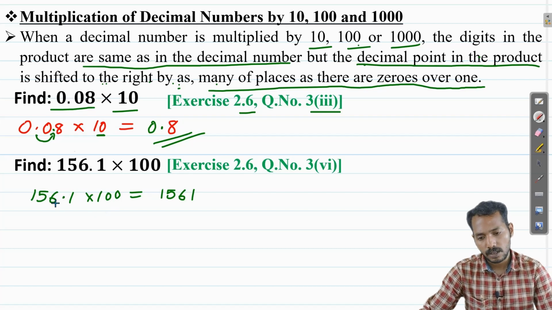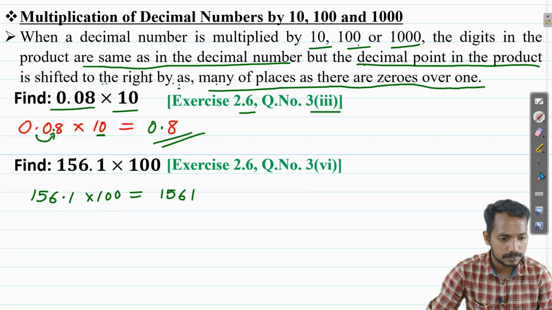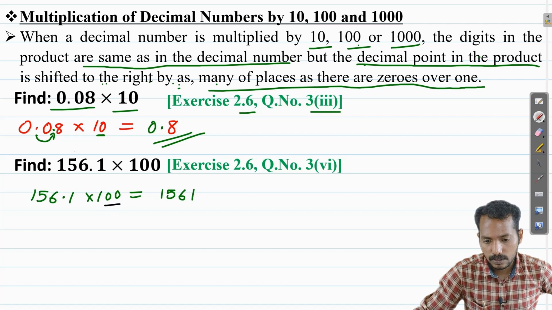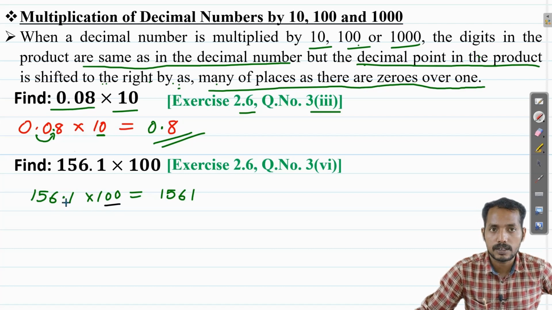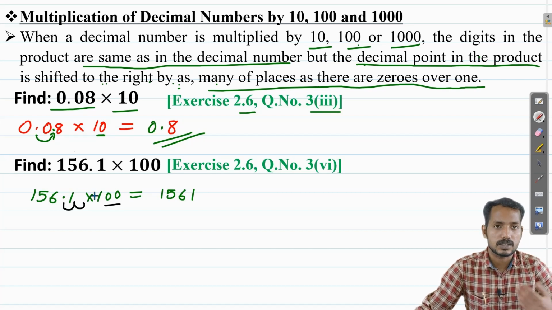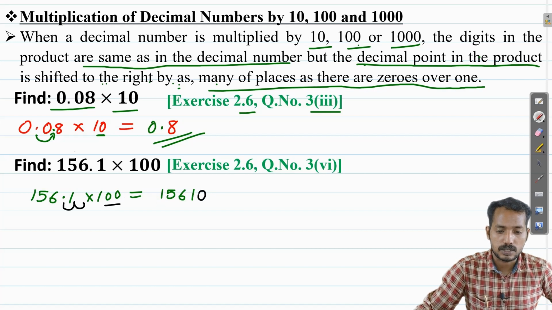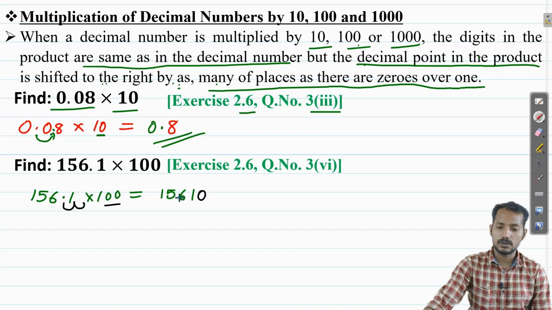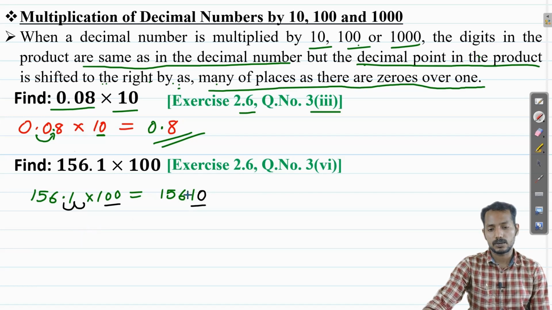Digits are same. And here in 100, there are 2 zeros. Am I right? So shift this decimal point towards right by 2 places. 1. Okay. Then again 1 more place. So what will happen? After 1 there is no digit, so keep 1 0 there. So now this decimal point is shifted by 2 places. Clear? It was actually before here between 6 and 1. It is shifted to here. So this is the answer.